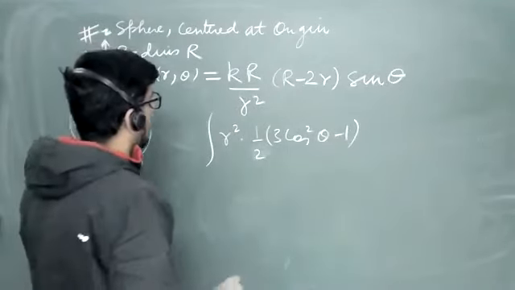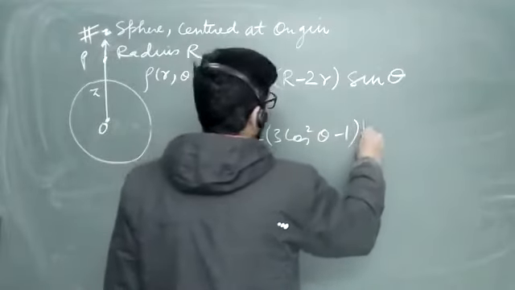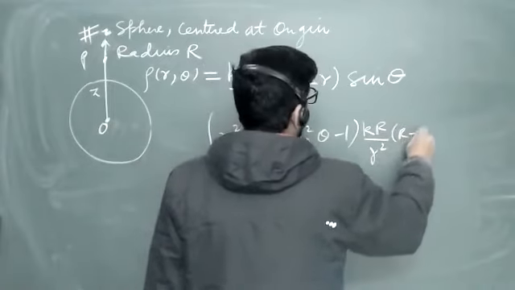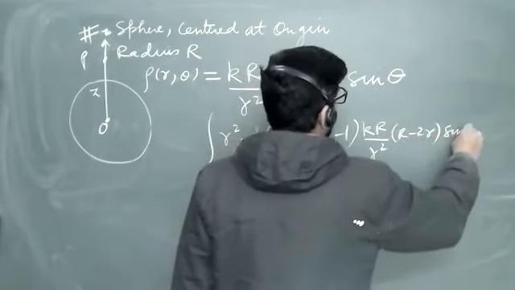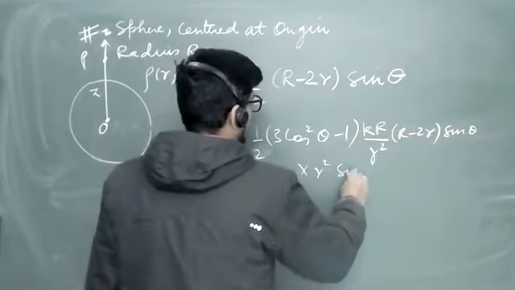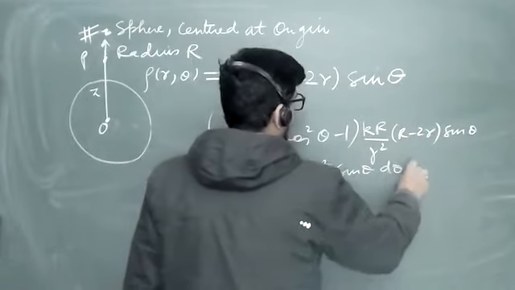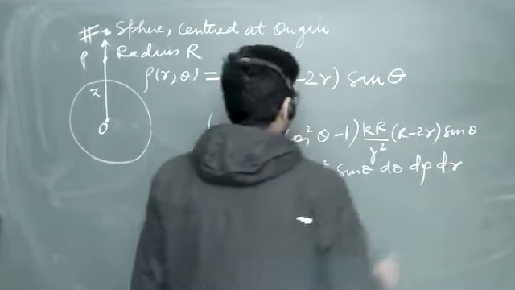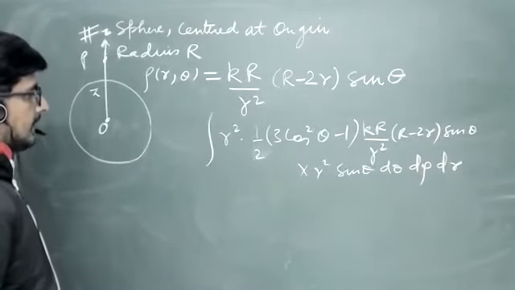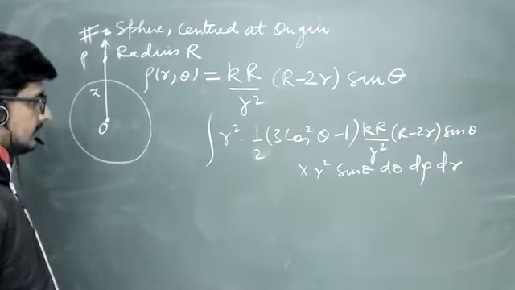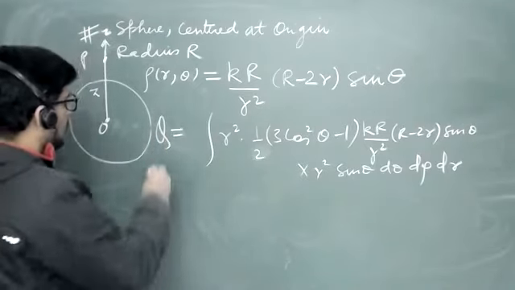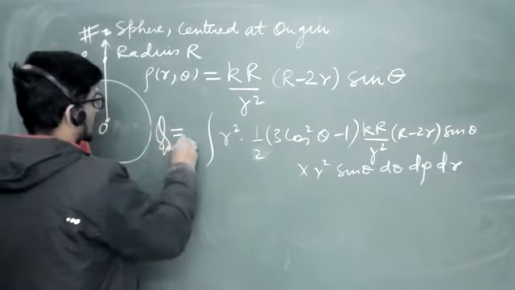rho. और यहाँ पे रो आ जाएगा, which is k r by r square, r minus 2r sin theta, into r square sin theta d theta d phi and dr. So this is your quadrupole term. So let us see if it survives. Hopefully this is quadrupole term. इसको क्यों quadrupole लिखना, confusion नहीं होना चाहिए.